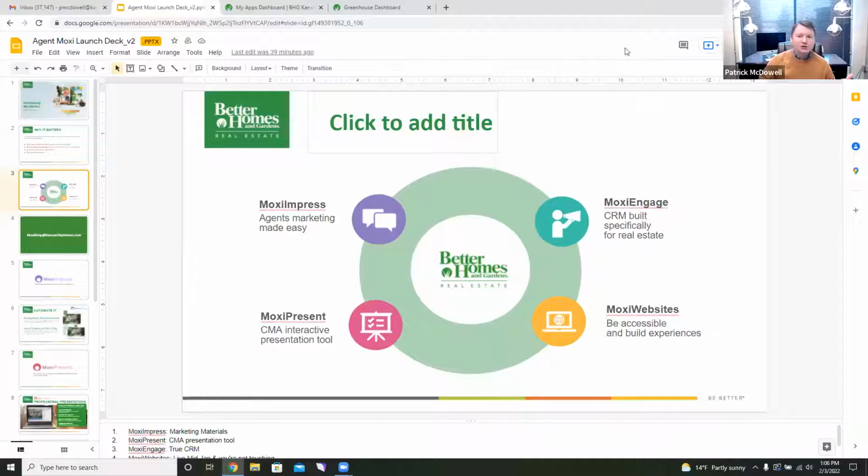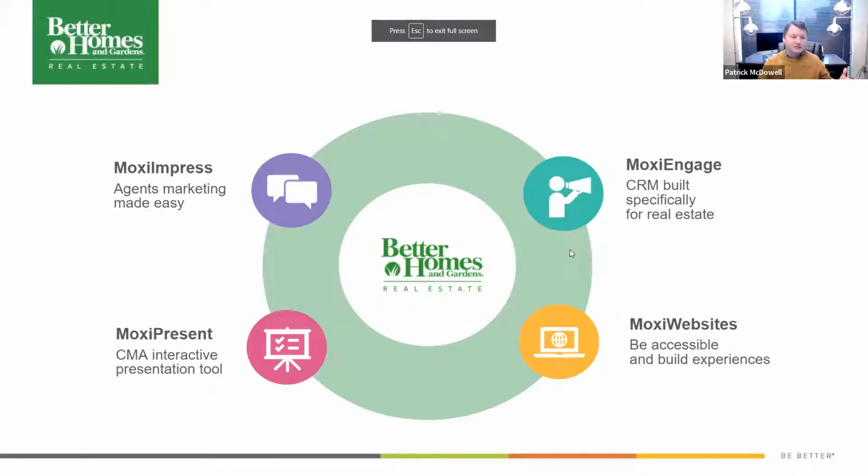I'm going to share my screen and show you first what Moxi is in general. There's this wheel of what Moxi is, and I'm going to start in the top right corner, which shows the four different categories of Moxi. The first, top right, is Moxi Engage. That's the CRM part. We're not going to talk much about that today, but in the future we will. You'll be learning about that soon.